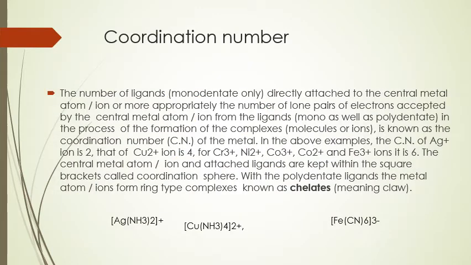So in the complex, what is the coordination number? The number of ligands, specifically the monodentate ligand, which has one donating site, when directly attached to the central metal atom, or more appropriately the number of lone pairs of electrons which is accepted by the central metal atom or ion from the ligands in the process of formation of the complexes, is known as the coordination number of the metal.